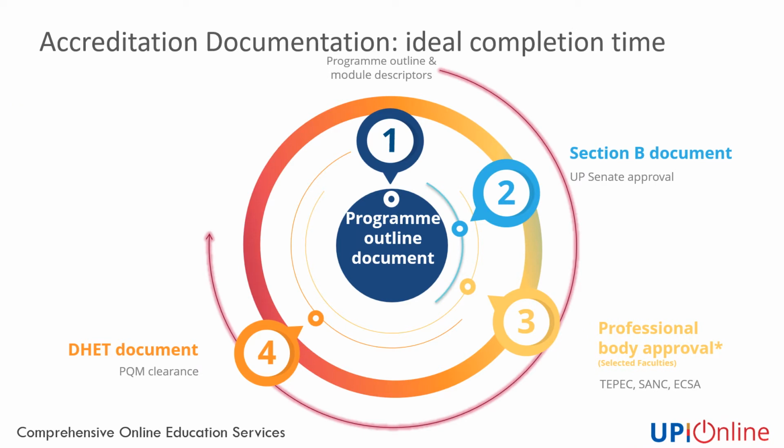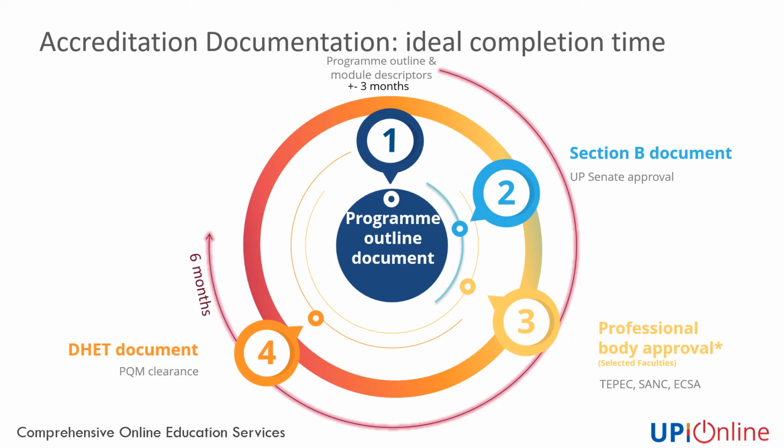The lines used in the diagram are not merely for decorative purposes. Each shows the amount of effort or time it usually takes to complete each document. The program outline and module descriptors require the most conceptualization of any of the documents in order to complete it successfully. Development teams take around 3 to 4 months to complete the program outline and module descriptors.